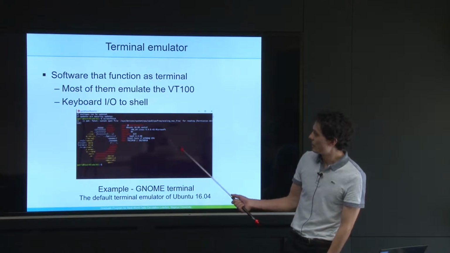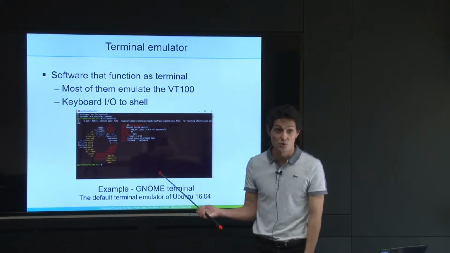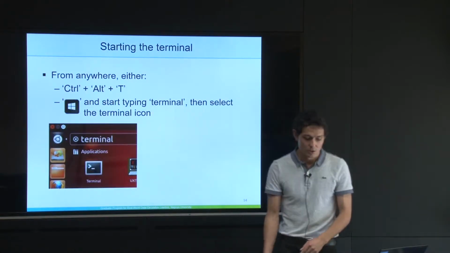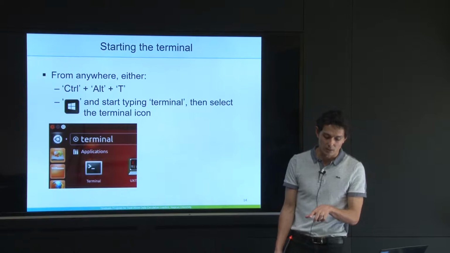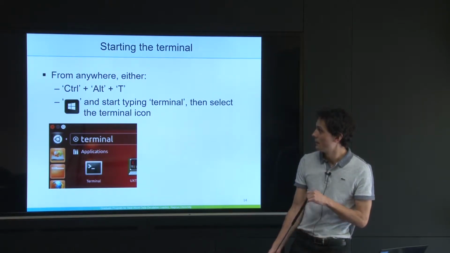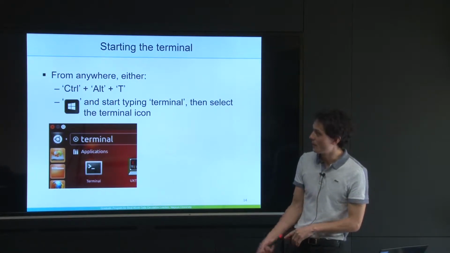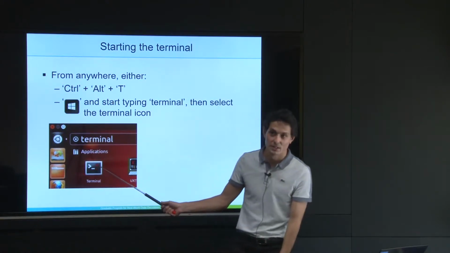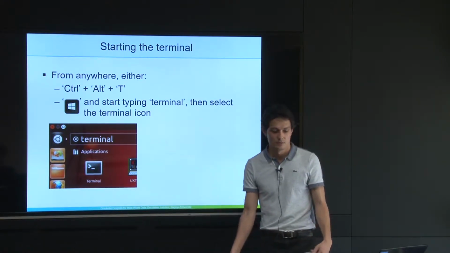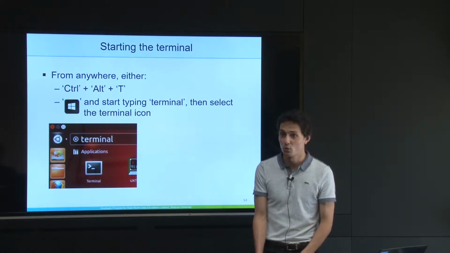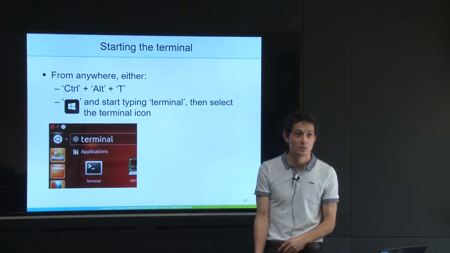And this is the default Ubuntu one, which is the GNOME terminal. So if you want to get into the GNOME terminal now, you can do it at any time with Control, Alt, and then T. So T for terminal. Okay, so you can try that now, or you can do it from clicking on here, starting to type in terminal, and then you'll see it pop up. Right, have we all got a terminal window open? No problems?